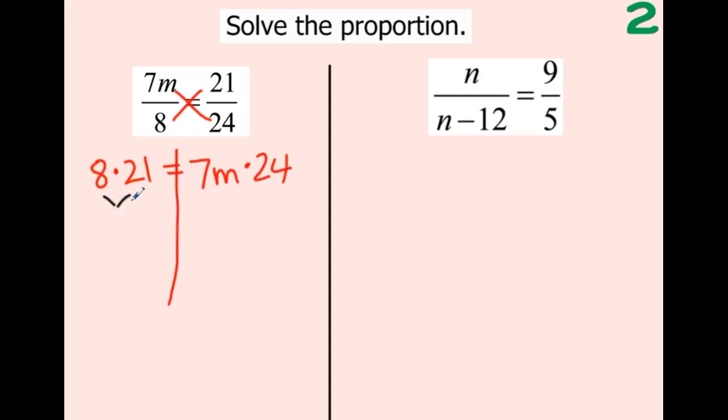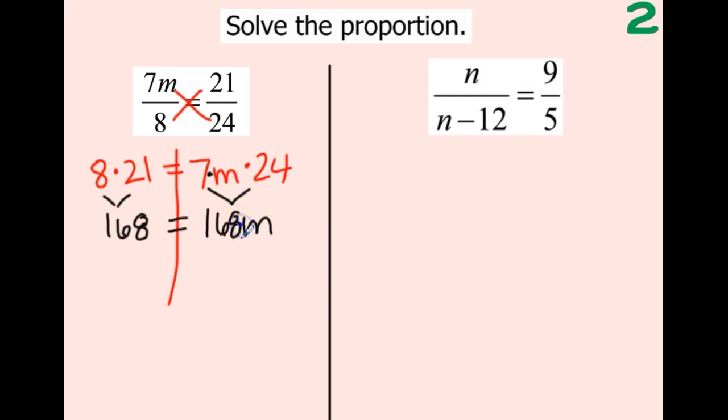I'm going to plug in 8 times 21, and I get 168. On the other side, we know that these are touching, this is multiplied, so we can really multiply all of these. 7 times 24. I also get 168, but I have multiplied by m as well.